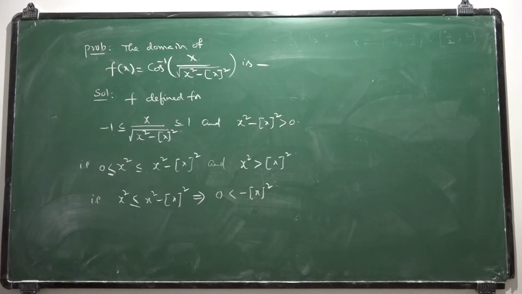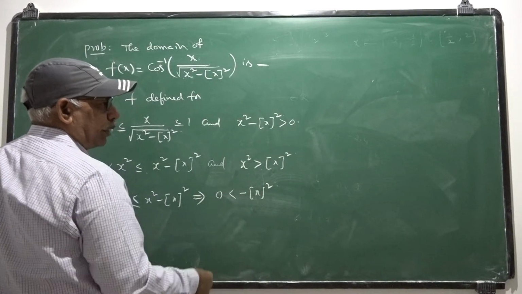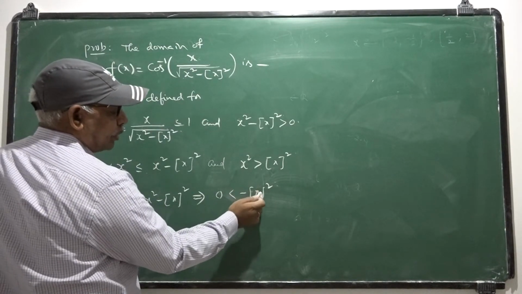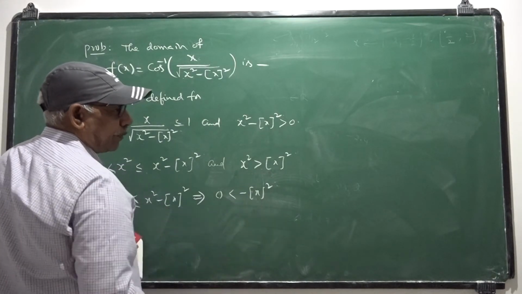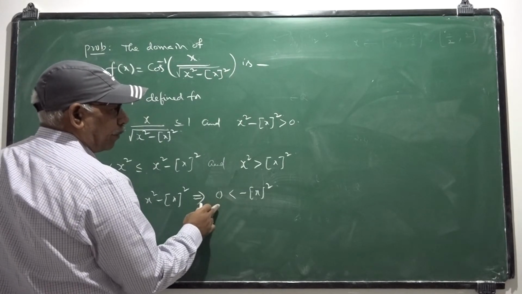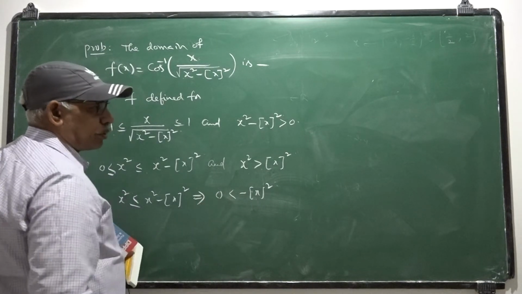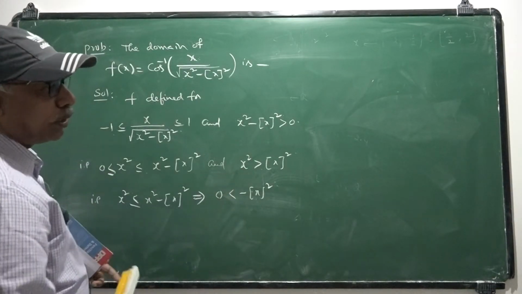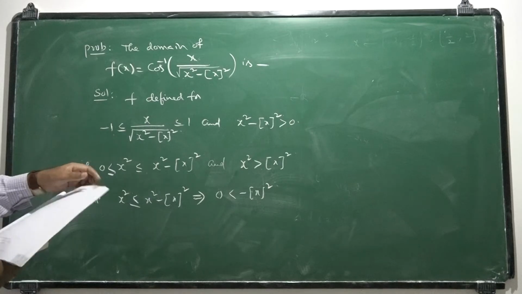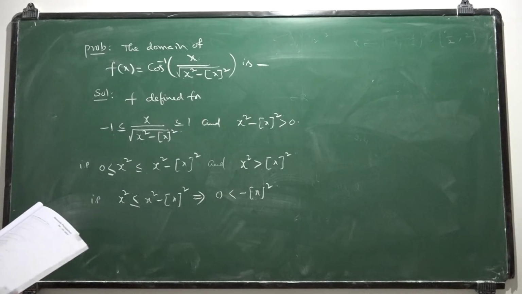Minus [x] whole square is clearly a non-positive integer. [x] whole square is a positive integer, of course, so taking minus, this total one is negative. A negative quantity cannot be greater than 0. Hence it is not possible. This is not possible for any x, whereas this is possible for only positive reals except integers.